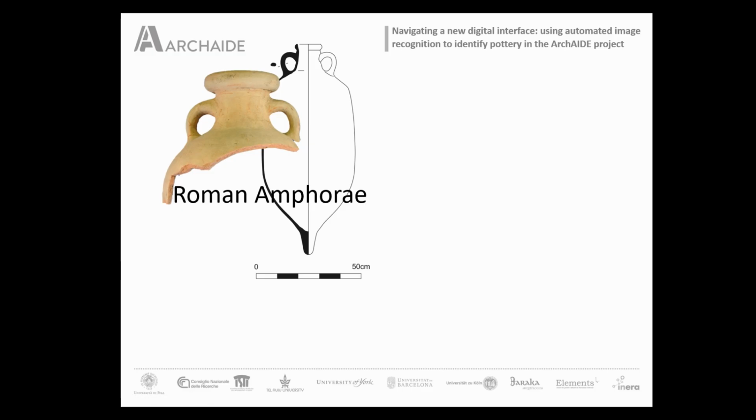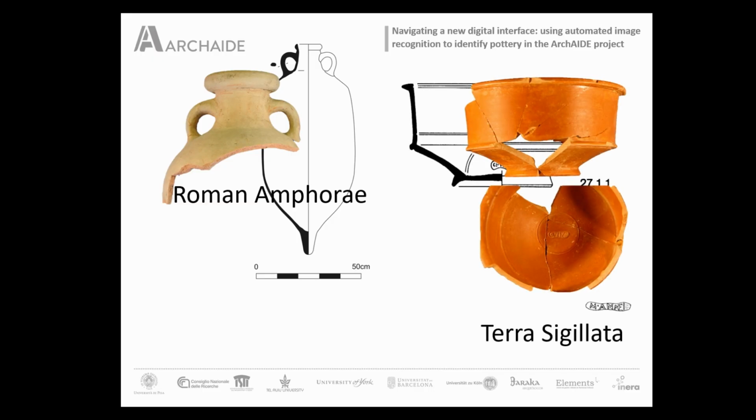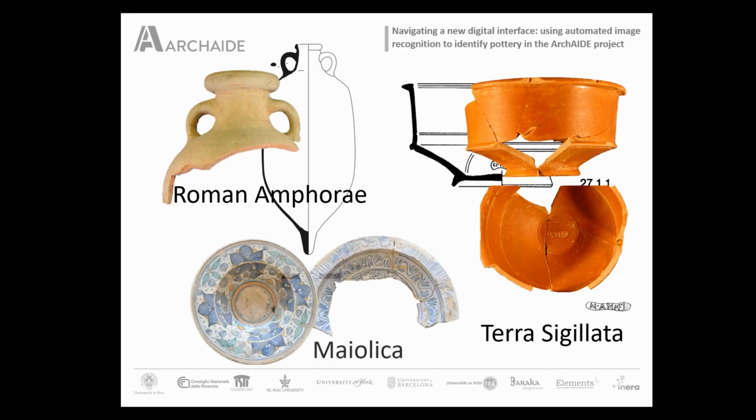For reaching our goal, we decided to develop a proof of concept that uses as test classes the Roman amphora, the Roman Terra Sigillata coming from Italy, Italian Terra Sigillata, Hispanic Terra Sigillata, and South Gaulish Terra Sigillata. And then Maiolica coming from Italy and Spain.